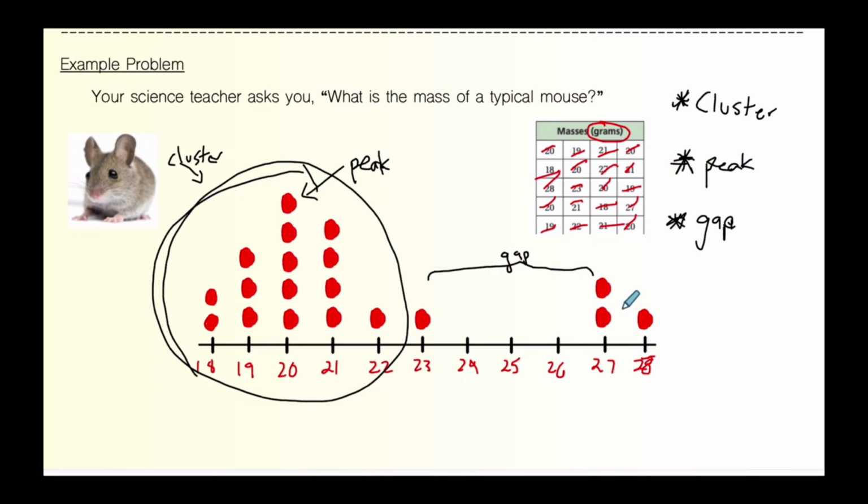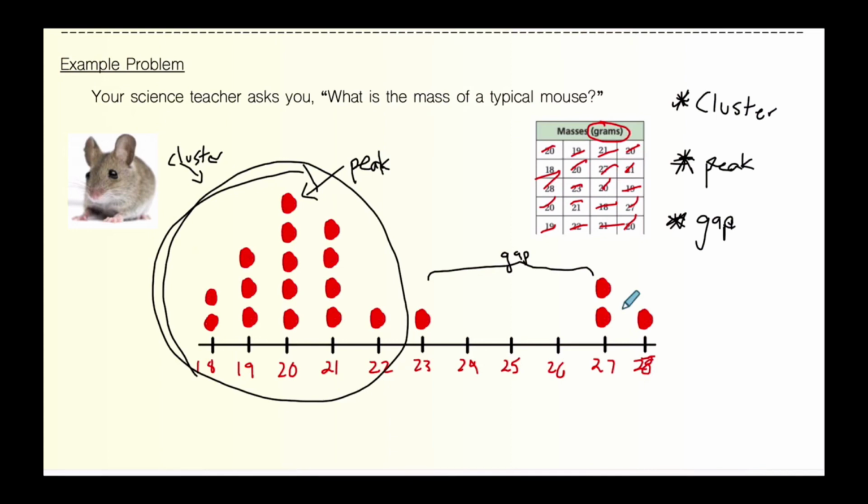But I can now successfully answer my science teacher's question. What is the mass of a typical mouse? Well, according to the data that I gathered, most of the data are clustered around 20. If you're doing the math, actually, 65% of the mice have a mass that's either 19, 20, or 21 grams. So it's pretty reasonable to come to a final conclusion that a typical mouse has a mass of about 20 grams.